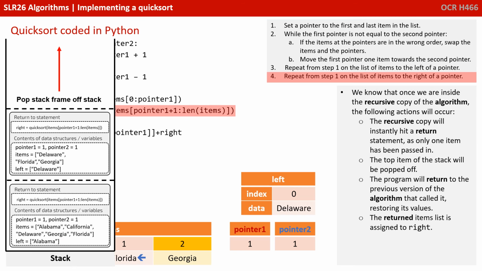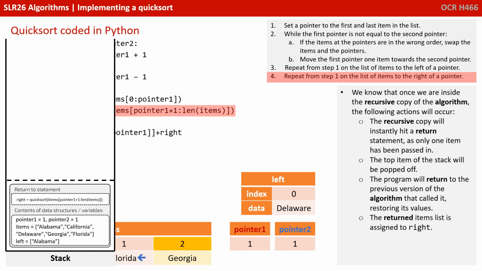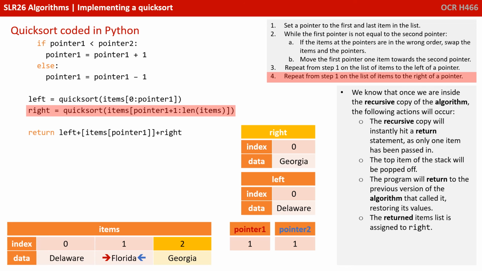Once again, we know that once we're inside that recursive copy, it's going to instantly return if there's only one item being passed in. So the item will come off the stack, the program will return to the previous version of the algorithm that called it, restoring its values, and the returned item list is assigned to the variable right.